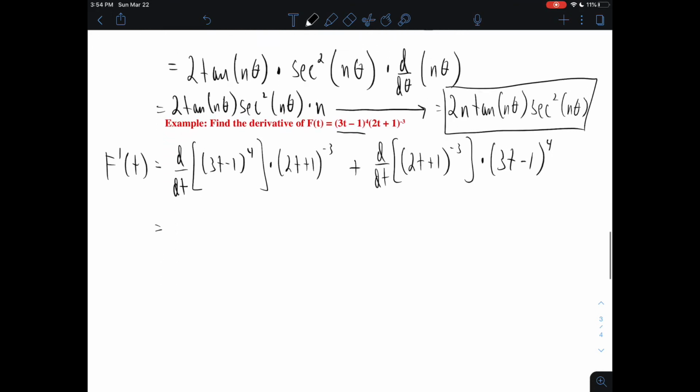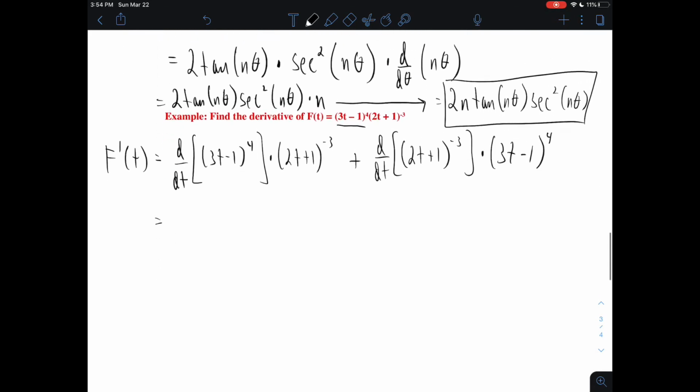And now we're just going to use the power rule with these functions, just like you saw up above with a couple of the other examples. So first, the derivative with respect to t of 3t minus 1 raised to the fourth would be 4 times 3t minus 1 raised to the 4 minus 1, which is 3. And then we need to multiply by the derivative of what was inside. So the derivative of 3t minus 1 with respect to t is 3, just the slope of that linear function.